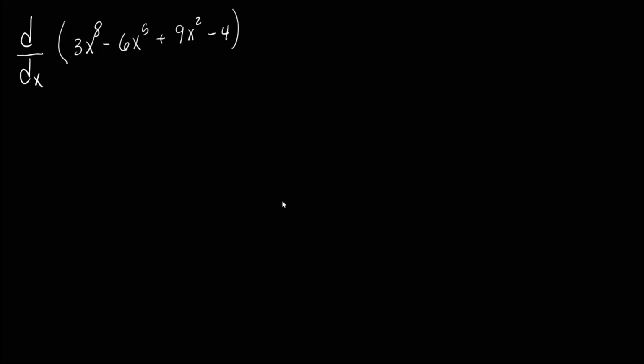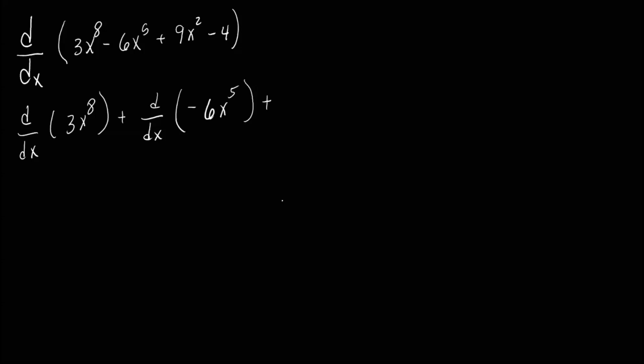Let's try this polynomial this time. I need to do each part separately. Essentially, this is the same thing as saying d over dx for 3x to the 8th, plus d/dx of minus 6x to the 5th, plus d/dx of 9x squared, plus d/dx for negative 4. Okay, so solve each one of these. I'm going to skip a couple steps.